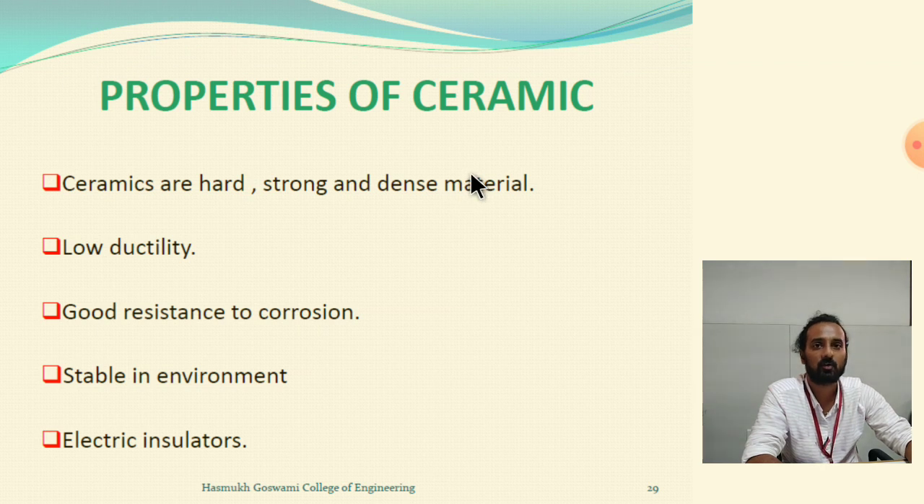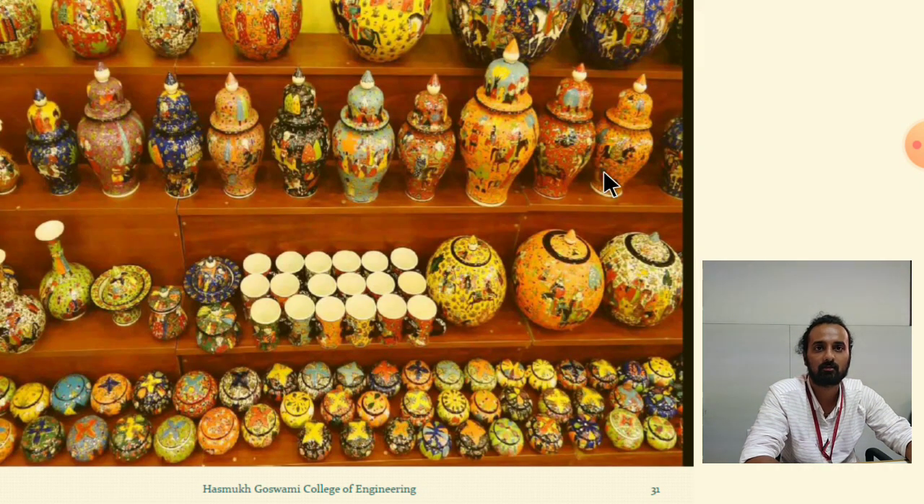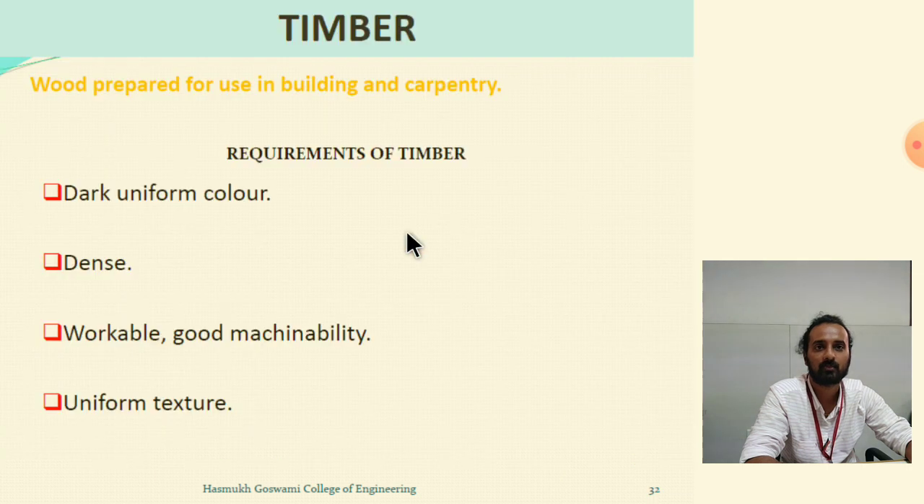We are moving forward. Properties of ceramics. Ceramics are hard, strong, dense material. It should have a low ductility, good resistance power. It should be stable in environment. Electric insulators. I will show you the image. This is a ceramic we so-called vitrified tiles. Fine. These are ceramics as you have seen.